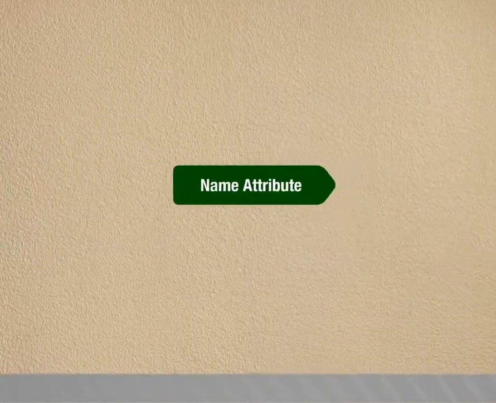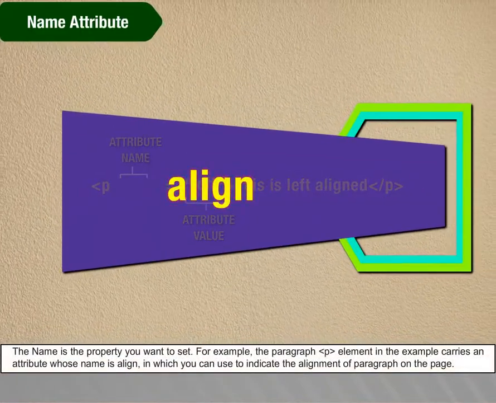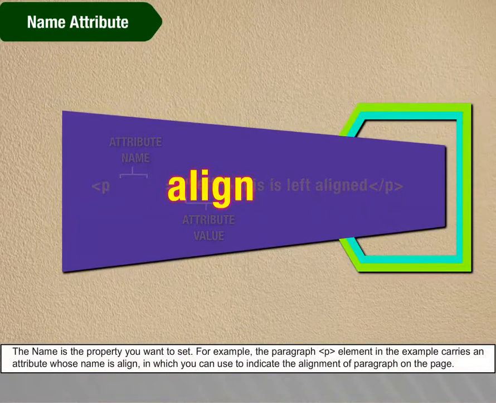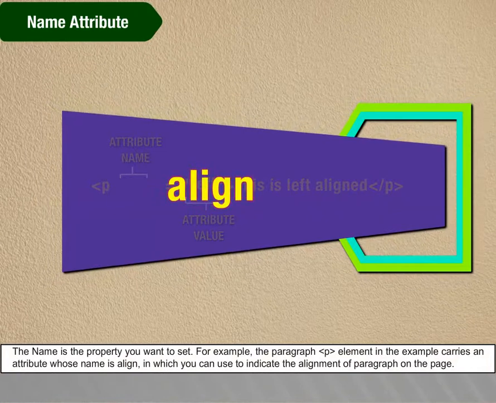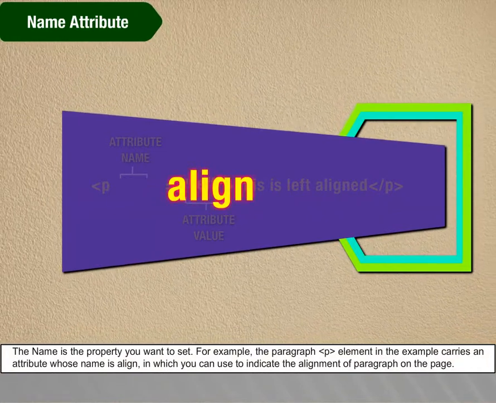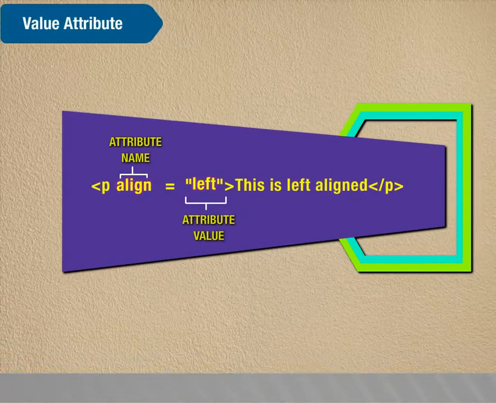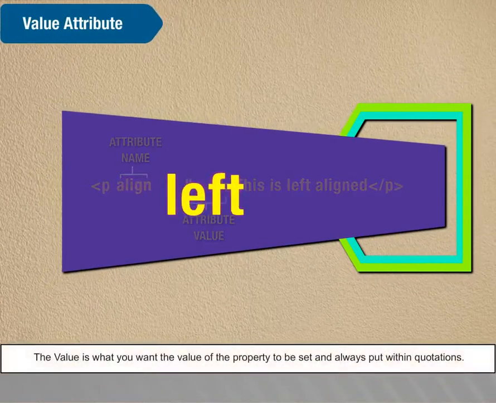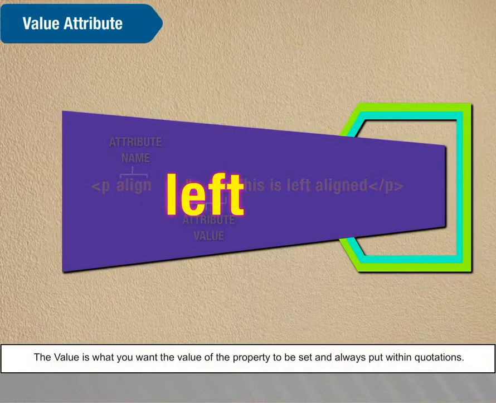Name attribute. The name is a property you want to set. For example, the paragraph P element in the example carries an attribute whose name is align, which you can use to indicate the alignment of the paragraph on the page. Value attribute. The value is what you want the value of the property to be set to, and it is always put within the quotations.